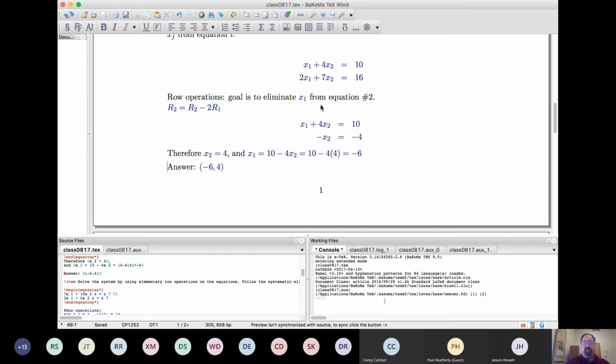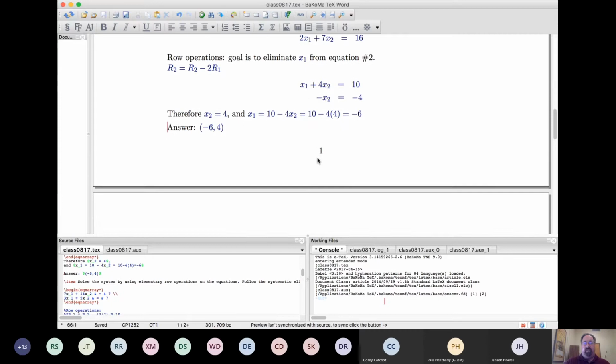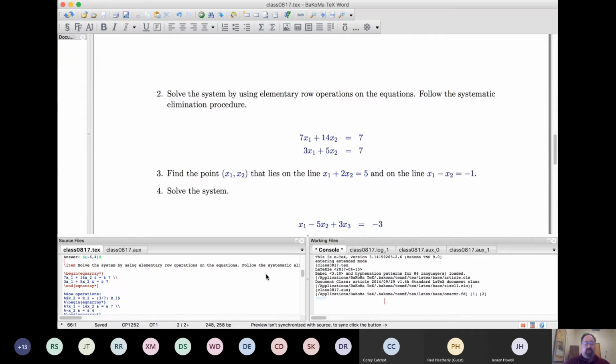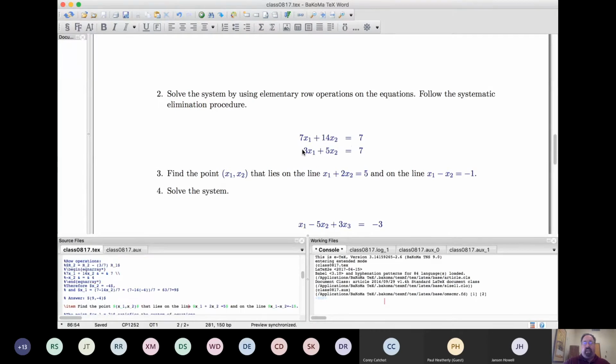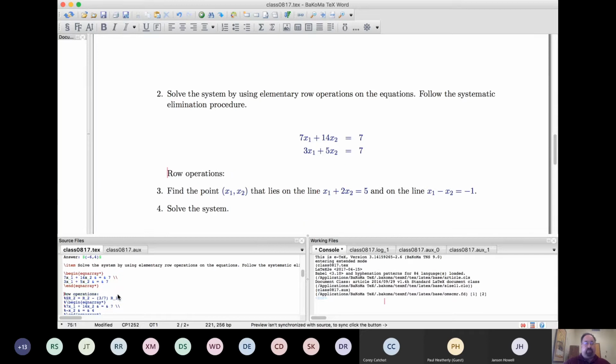So here we have an instance of a simple case of Gaussian elimination to take a multiple of one row and subtract it from another to eliminate one of the variables from that second equation. So now that we've been exposed to this procedure, let's use it here on this system. Same idea, we want to eliminate x1 from the second equation. So we want to perform a row operation again to eliminate x1 from equation number 2.